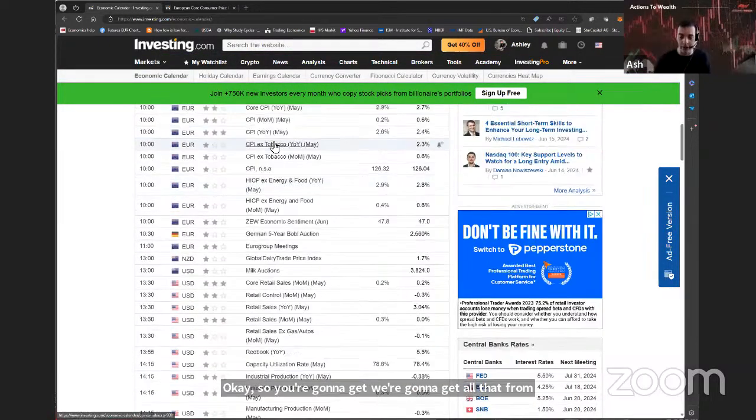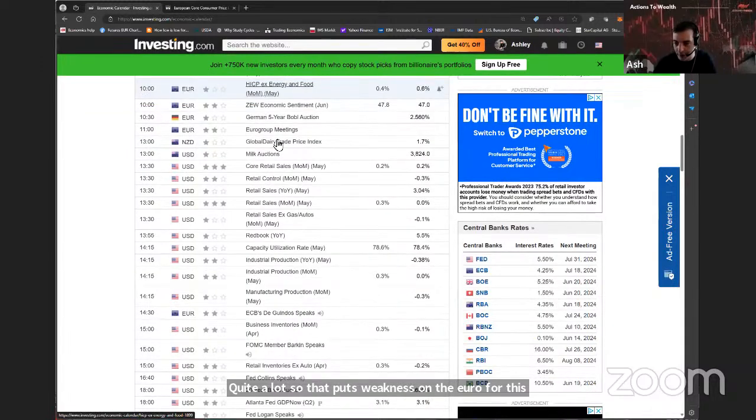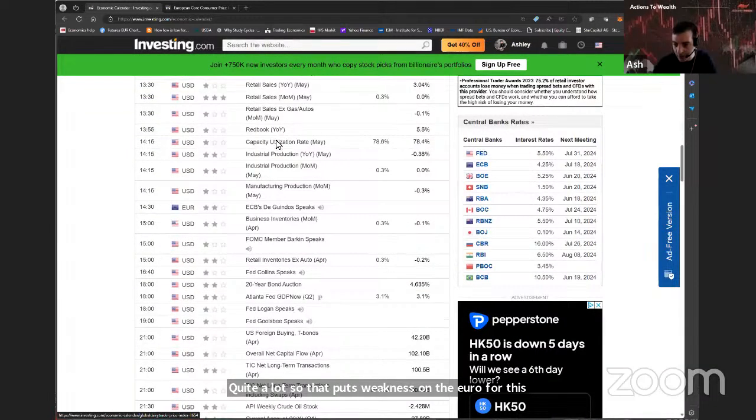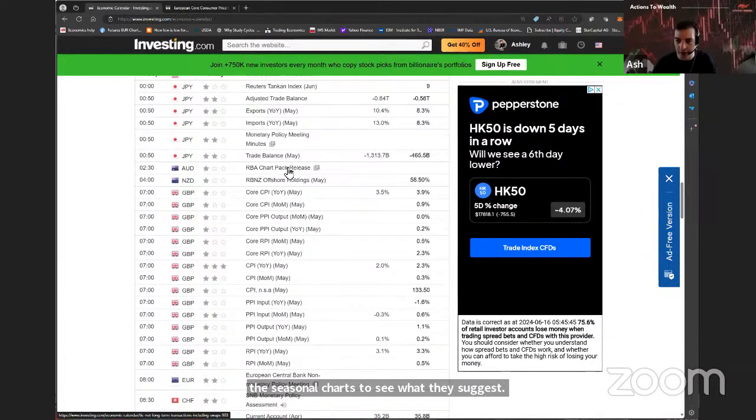My prediction would be that the CPI data will start to dip quite a lot, so that puts weakness on the euro for this week. And we'll have a look at the COT data as well, and the seasonal charts to see what they suggest. Right now, this is where we're going to get it from the UK.